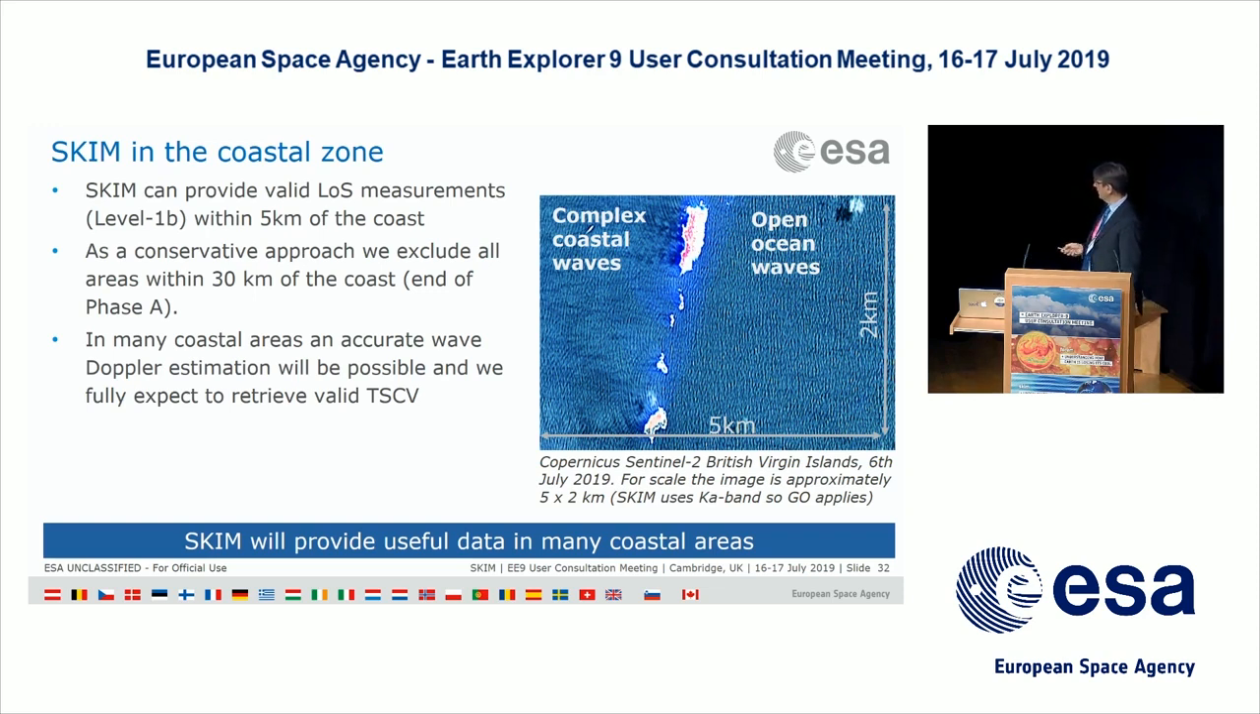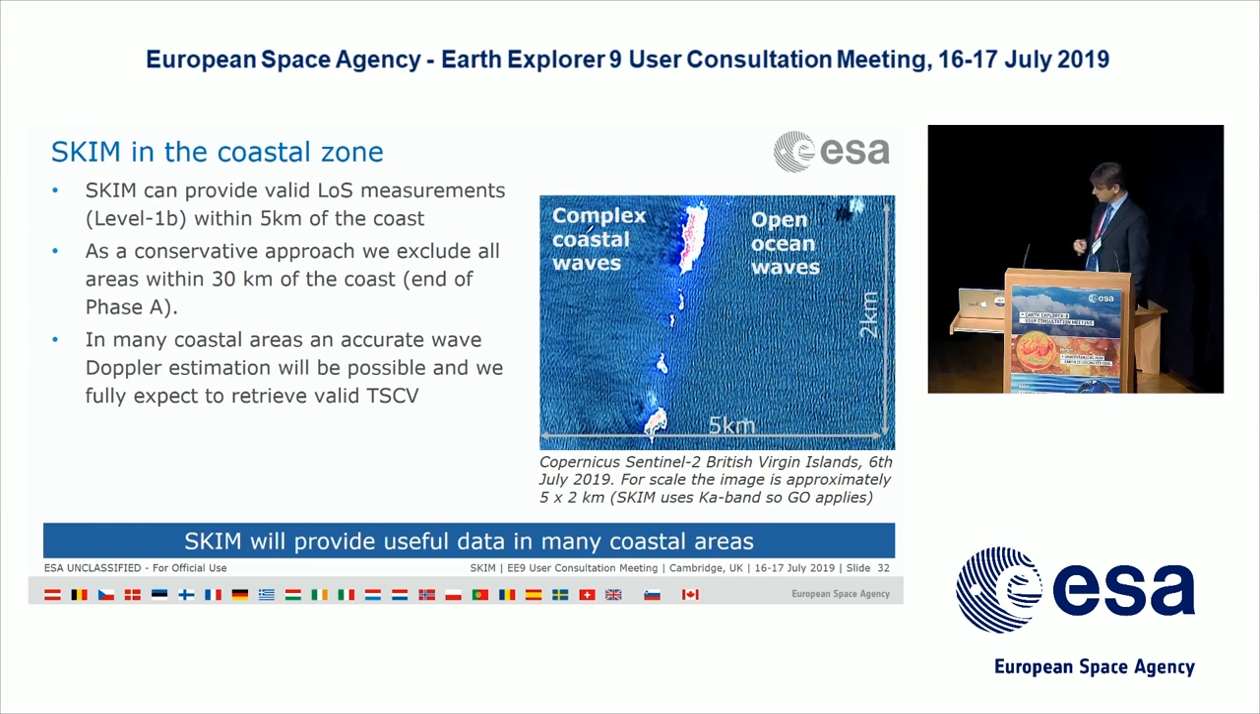In this region, it's going to be a bit more difficult to combine all these wave spectra in different directions and get a 2D wave spectrum. What we know is that SKIM will get very good line-of-sight measurements on the single level 1B footprints all the way to the coast, pretty much.